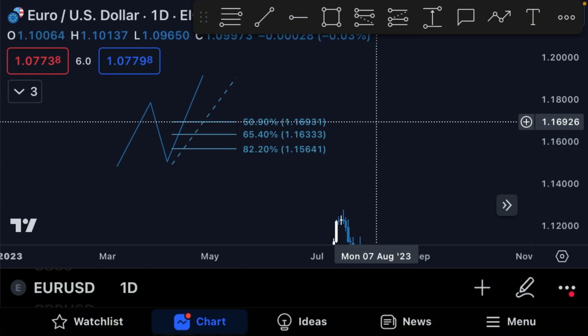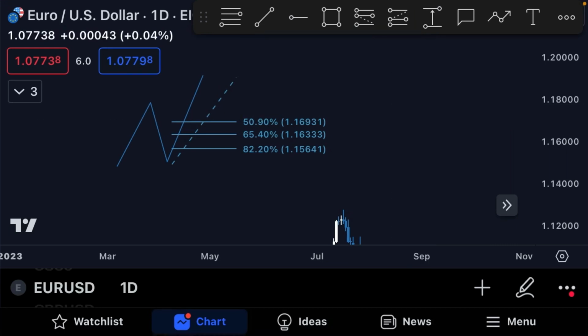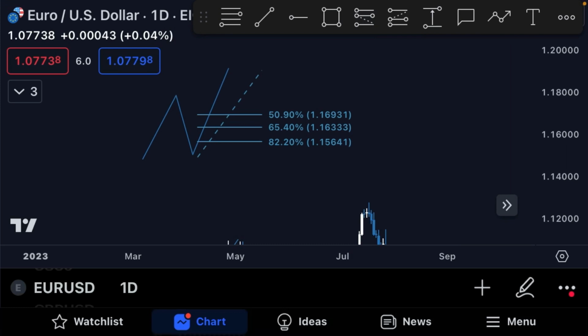Once you see price at this side, then we want to implement our entry models. I have a video on entry models on my playlist as well. You can go check it out. It's going to explain everything you need about the entry models and how to execute the trade.